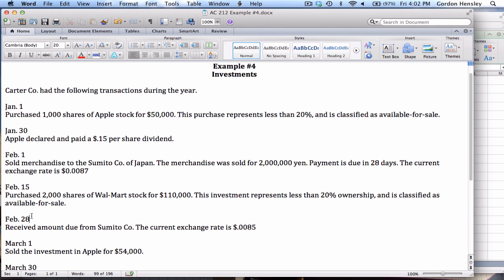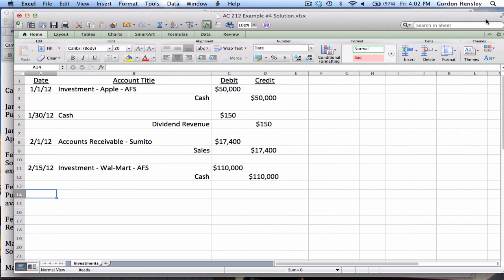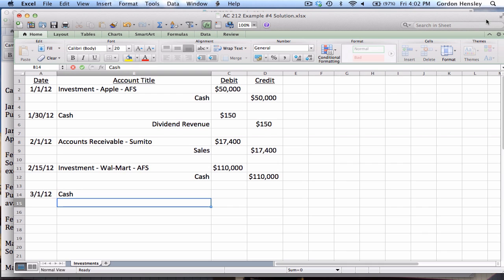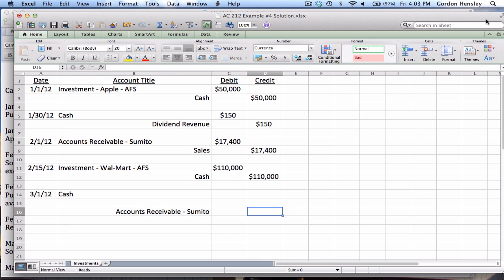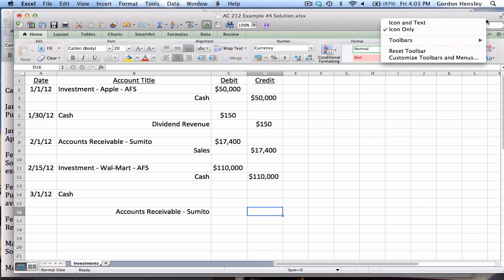February 28th, we are now receiving the amount due from Sumitomo Company. Now the current exchange rate is 0.0085. So this is on March the 1st. We're going to receive money. It's on an account receivable, but I'm going to skip a space because it looks like those exchange rates have fluctuated a little bit. Now I can remove the account receivable from my books, and this is the Sumitomo account receivable.